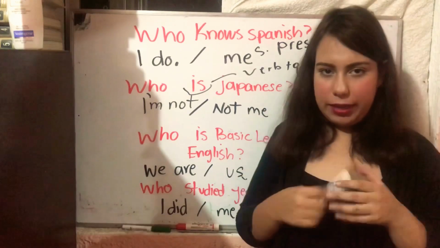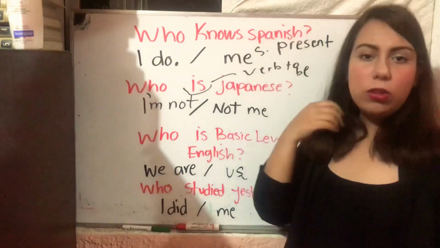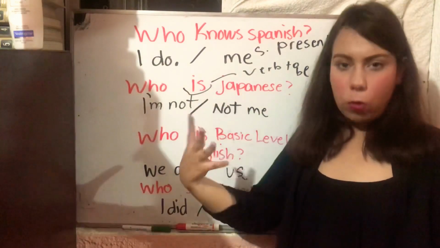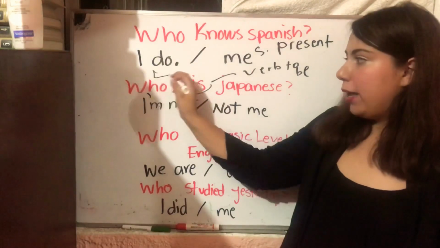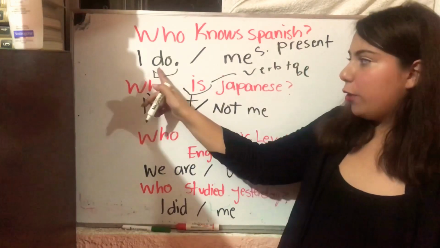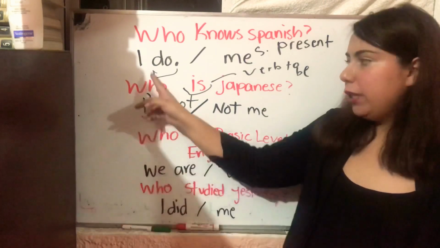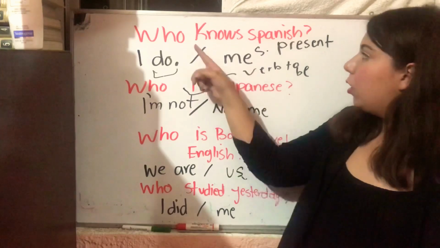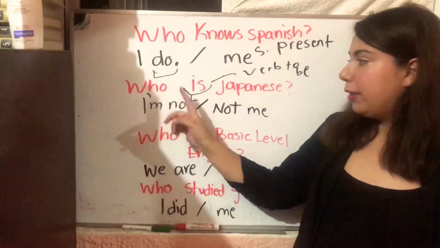So what am I trying to say? Let's see. Who knows Spanish? Can I say "I"? No. You would have to say "I do." Why? Because subject pronouns always come before verbs. I do. Here I'm using my auxiliary verb. This is simple present, so my auxiliary verb is do. Or you could say "I know Spanish," or simply "I do." But if you want to make it a lot simpler, you could say "Me." Who knows Spanish? Me. Who knows Spanish? I do.